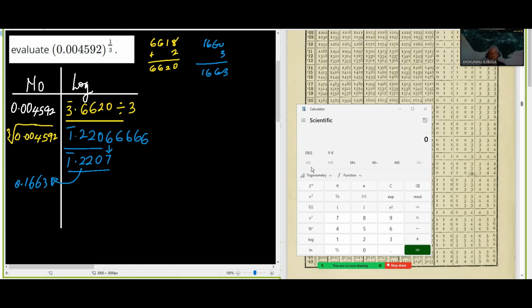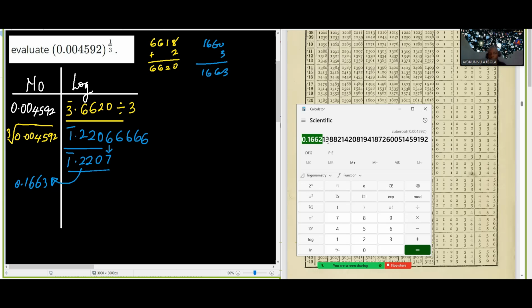Can you see the calculator? Yeah, you can see it. So I want to find the cube root of 0.004592. I had a reservation that something was wrong, because how can the cube root of this tiny number give me something this big? Okay, wow, it's correct.